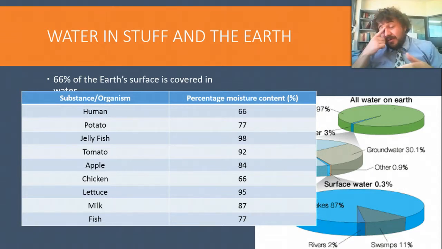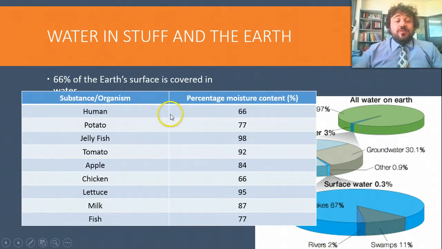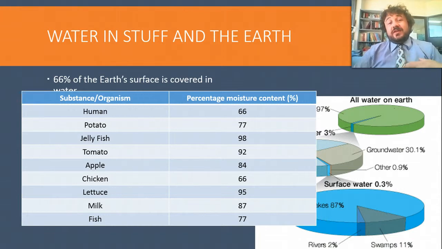All right, but here's a rough table. Okay, so in a human, we're roughly 66%. A potato, 77. Jellyfish is mostly water. Tomato is mostly water. You can tell this because it's juicier. Apple, a bit more structure to it. It's about 84%. Chicken, again, the same as us. Most meats should be roughly about the same in water. Lettuce is mostly water. Milk is mostly water. It's 87%. And a fish is 77%. Now remember, it lives in the water. It's easy for it to find water. It doesn't have to struggle to save water inside its body.